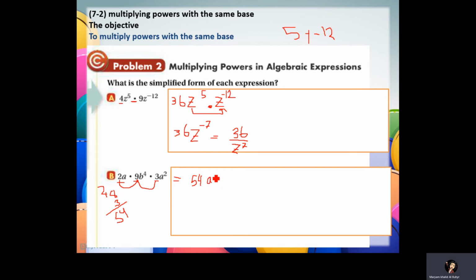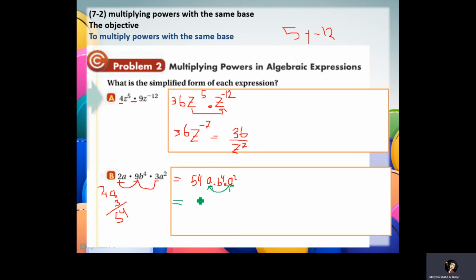If there is nothing, which means A to the power 1, this is A times B to the power 4, A to the power 1 times, I'll put this dot, times B to the power 2. What do you notice now? You notice that I have the same base, this one and this one. But this one, nothing with this one. Be careful. Since I have exactly the same base, I'm going to add their powers.